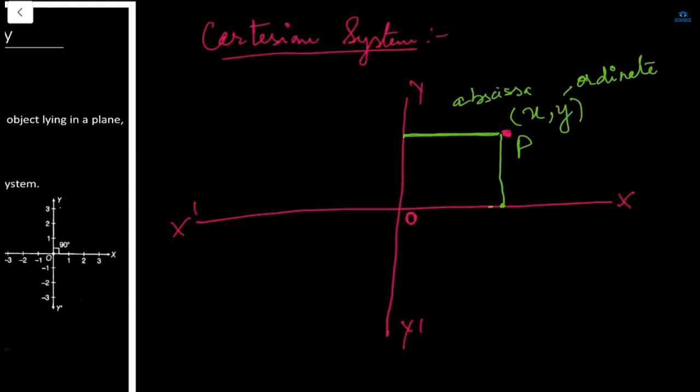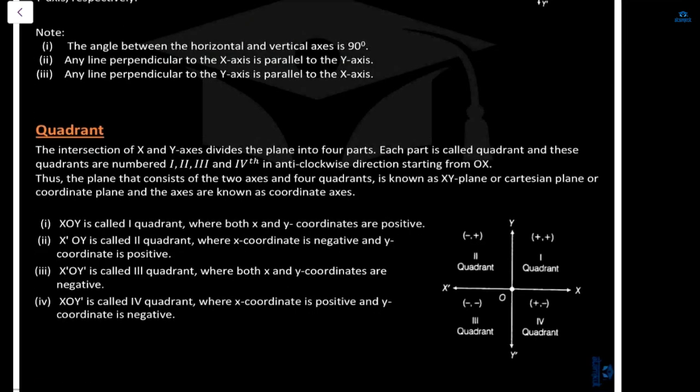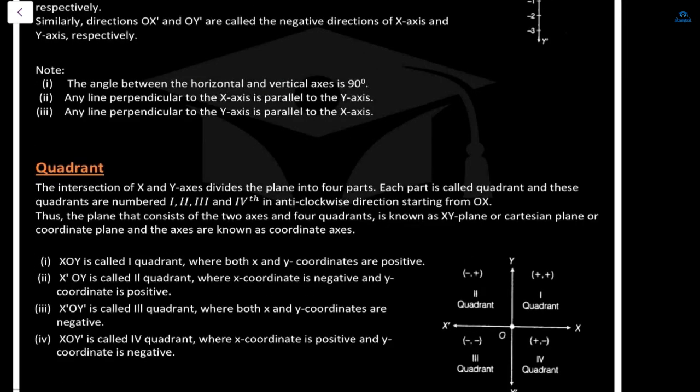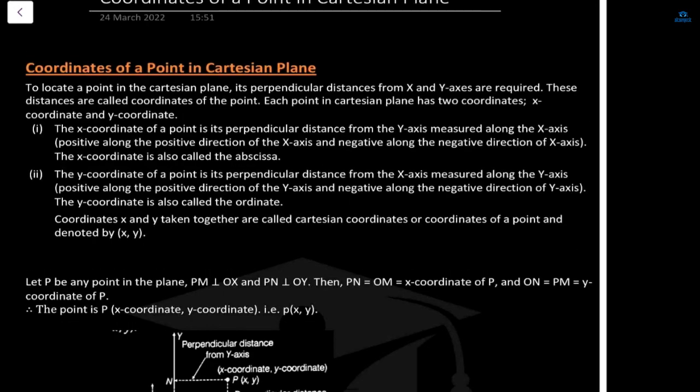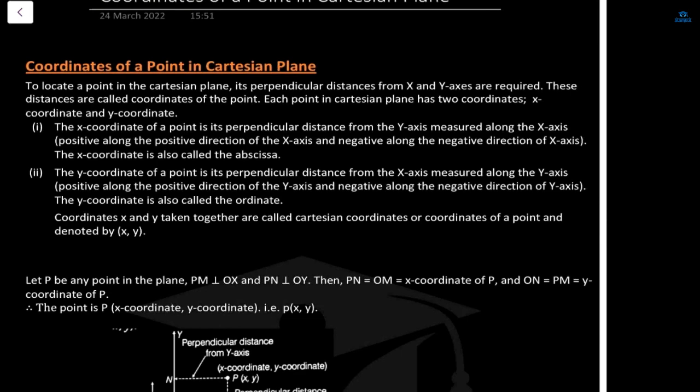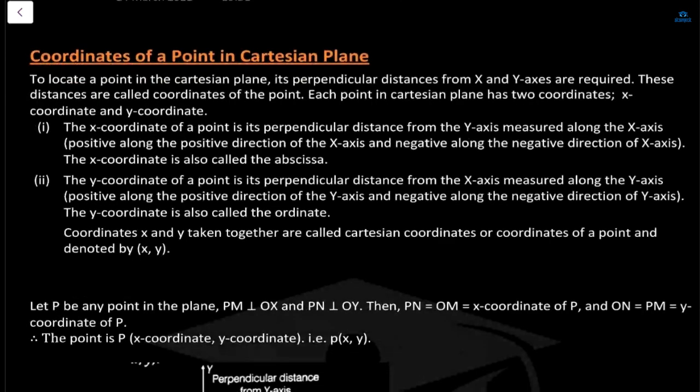And similarly, the y point is the perpendicular distance along the y-axis. Yeah, you write from here. The points are already mentioned, I will upload it, so you can take a screenshot from here. The x ordinate of a point is its perpendicular distance from the y-axis measured along the x-axis. And similarly for y.